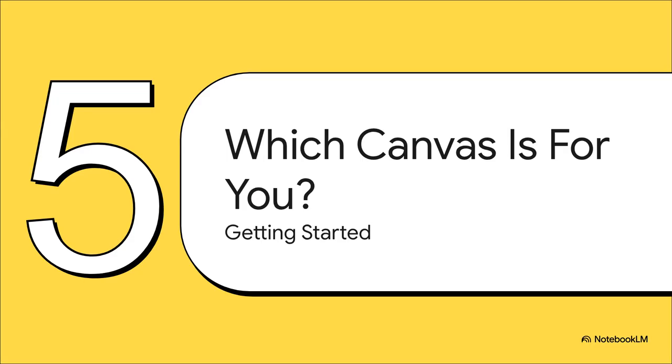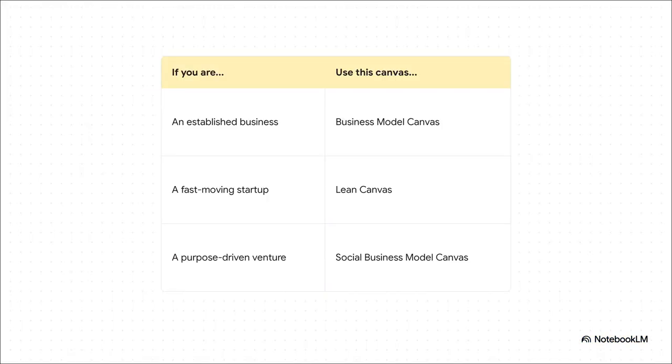All right, so we've looked at 3 really powerful blueprints, which of course leads us to the big question: which one is right for you and your idea? Let's make this super simple. Here's a quick guide. Are you part of an established business, maybe looking at a new venture? Stick with the original business model canvas. It's built for that. Are you a startup, moving fast with a ton of uncertainty? The lean canvas is going to be your best friend, for sure. And finally, is your idea driven by a deeper purpose, a social or environmental mission? Then you'll want to grab the social business model canvas. It's designed just for that.